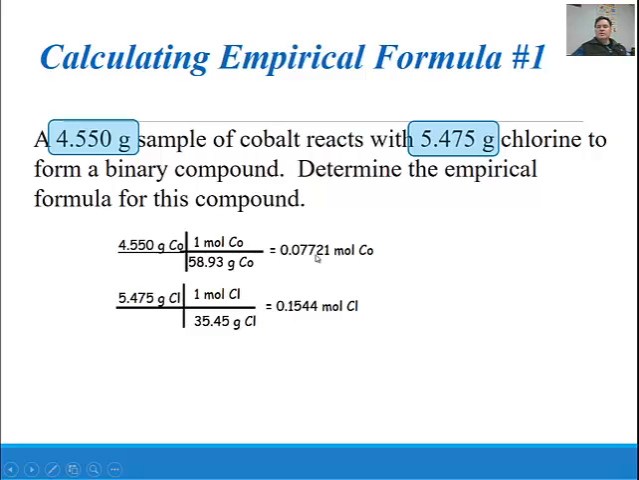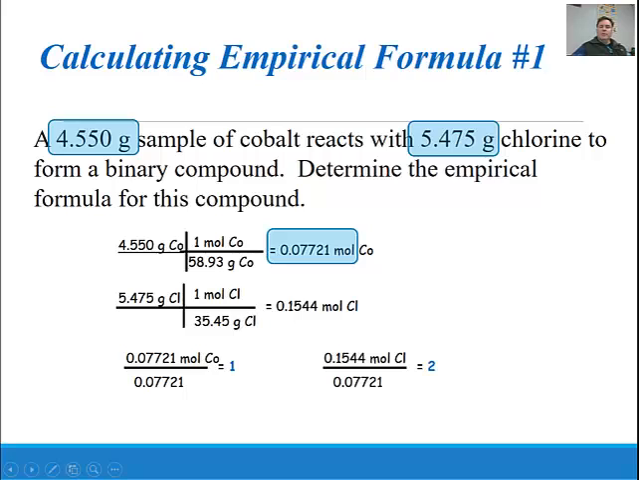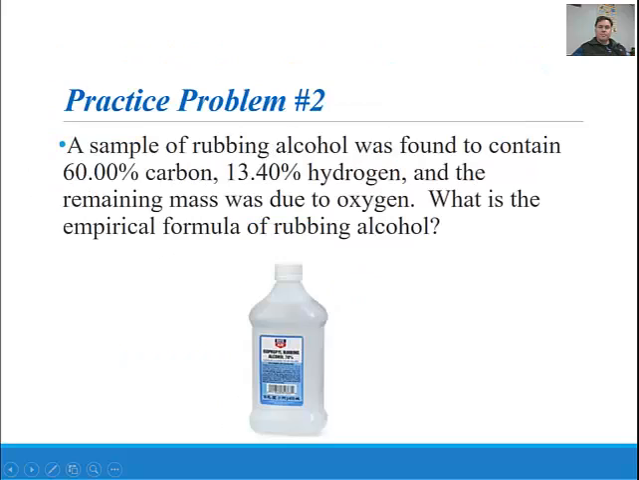Well, 0.0772. So I'm going to divide this by that number. Okay. And then I'm going to also divide chlorine by the same number, and I get 1 to 2. These now become our subscripts. So I have Co1, which I'm not going to write the 1, Cl2. So our formula is CoCl2. So pretty easy. Let's look at another one here.